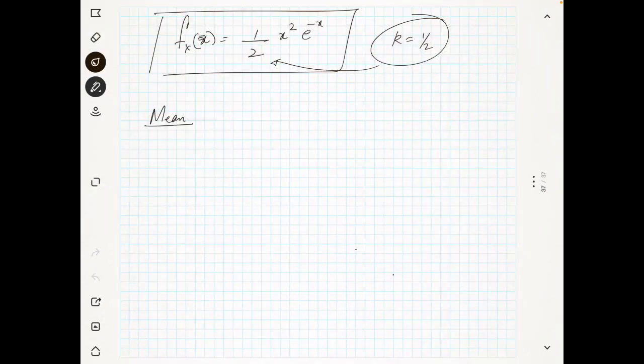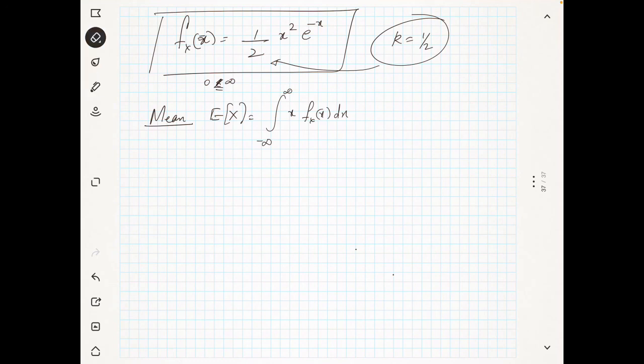The mean of the random variable is nothing but the expected value of x, which is integral minus infinity to infinity x into fx of x dx. But your PDF is defined only for x between 0 and infinity. X varies from 0 to infinity. This is the variation for the x.